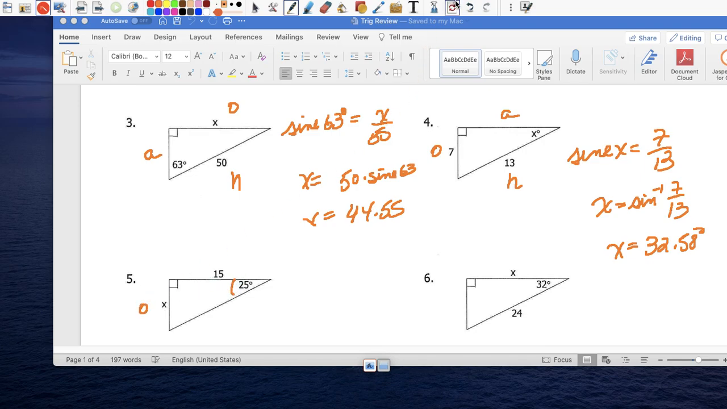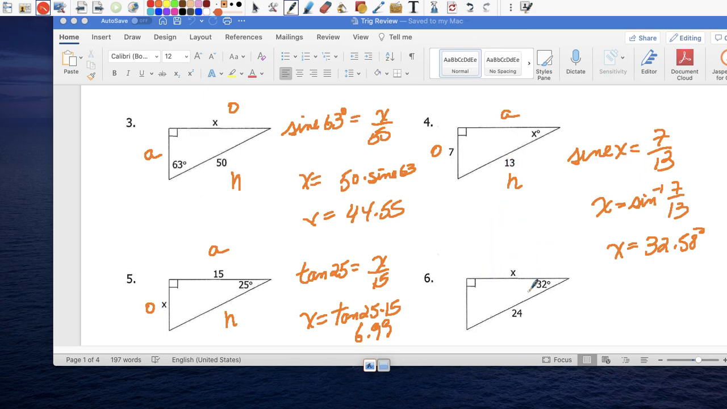This is the angle 25, so opposite this angle would be the opposite. This would be the adjacent, this would be the hypotenuse. So we're going to use tangent, so tan of 25 equals the opposite, which is x, over the adjacent, which is 15. So x equals tan of 25 times 15, right? So 15 times tan of 25, and that's going to give us 6.99. That's the length of the opposite.